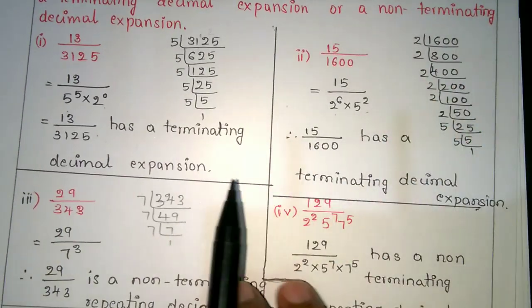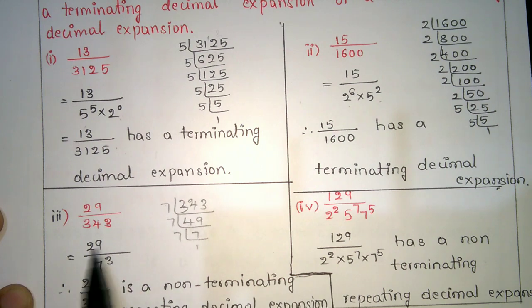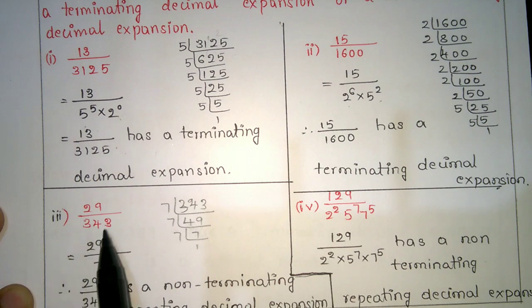So 29 divided by 343. 343 is nothing but 7 power 3. So you do not have a 2 power n and 5 power m. So it is a non-terminating repeating decimal expansion. When you divide 29 by 343, the decimal expansion is non-terminating and repeating.